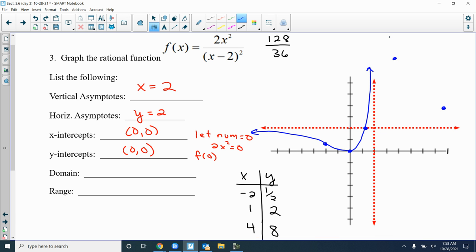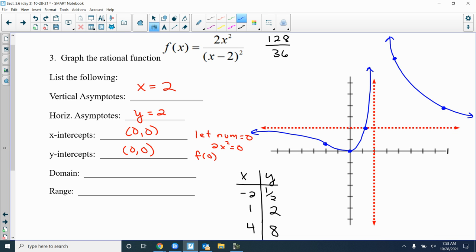Looks like this. Now, over here on this side, those will eventually go to positive infinity. That'll flatten out and go to 2. So it looks like that. I told you, rational functions, crazy. They're never going to be the same. So you just got to be careful. You really got to think through this.